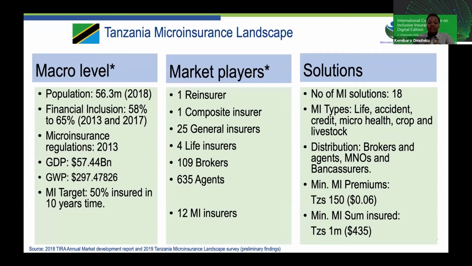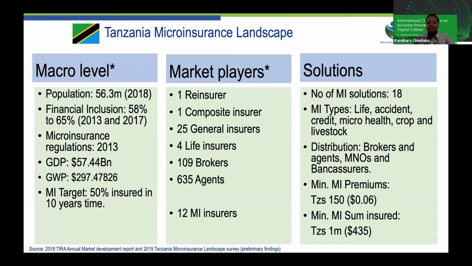In terms of players, there are 30 insurers, 1 reinsurer, 1 composite, and the rest are general and life insurers. Among the aggregators, there are about 109 brokers and 635 agents. Right below that, you see about 12 insurers. That means there are about 12 insurance companies providing a total of 18 solutions in the market currently, based on the last figures that were done, preliminary findings.